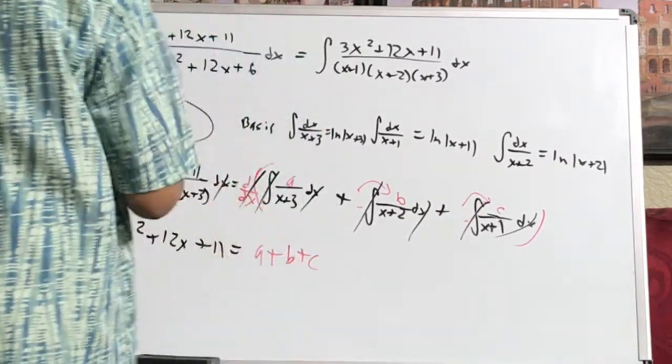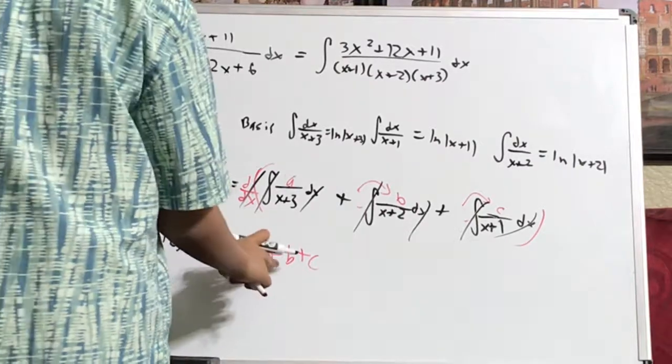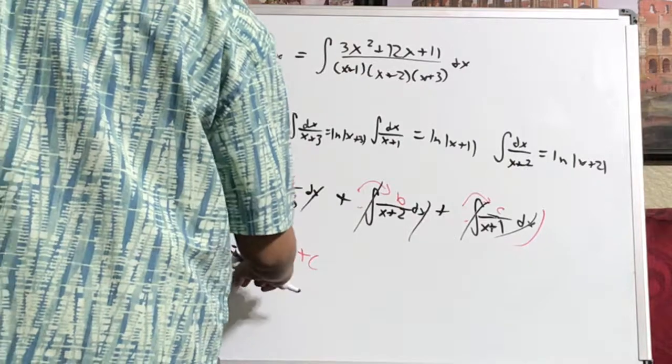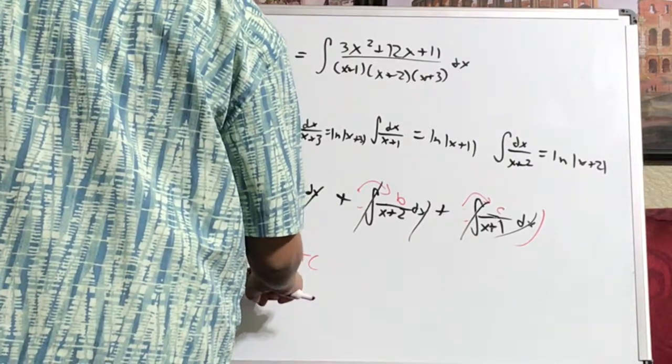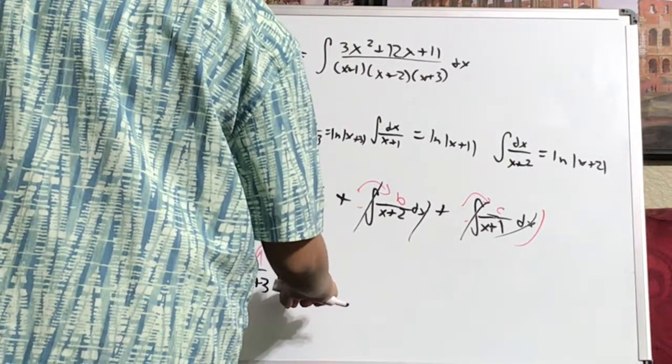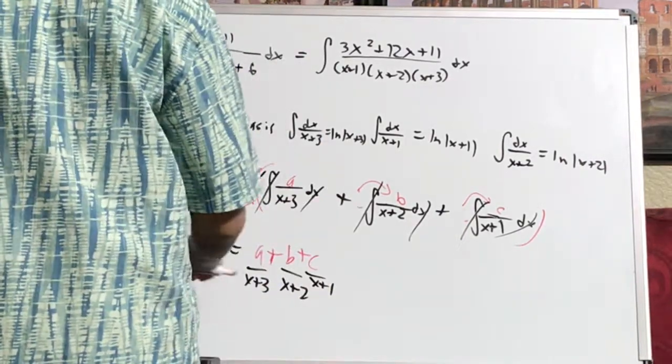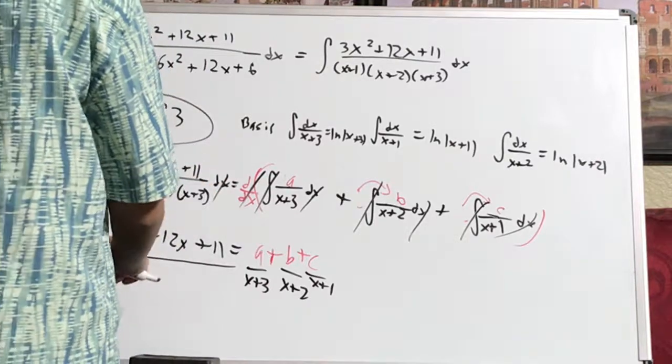Each of them is over its own factor: A over x plus 3, B over x plus 2, C over x plus 1, and this entire thing over the whole denominator.